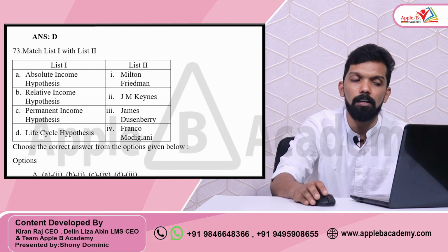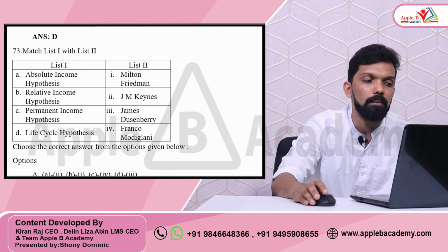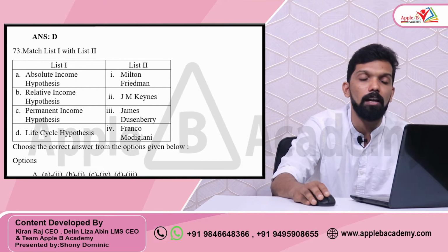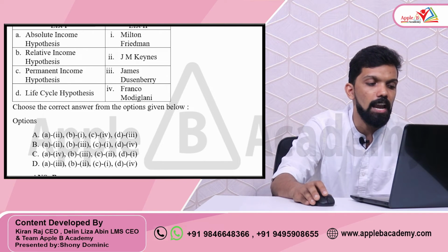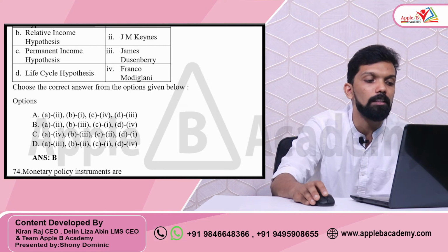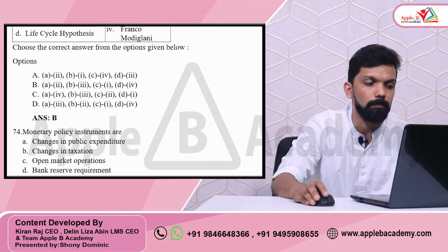Question number 73, which is a match the following. The list 1 is like this: absolute income hypothesis, relative income hypothesis, permanent income hypothesis, life cycle hypothesis. List 2: Milton Friedman, J.M. Keynes, James Duesenberry, Franco Modigliani. So this question is from the module macroeconomics. So we have to identify the consumption hypothesis and its proponents. So the right answer for this question is option B, which is A2, B3, C1 and D4.